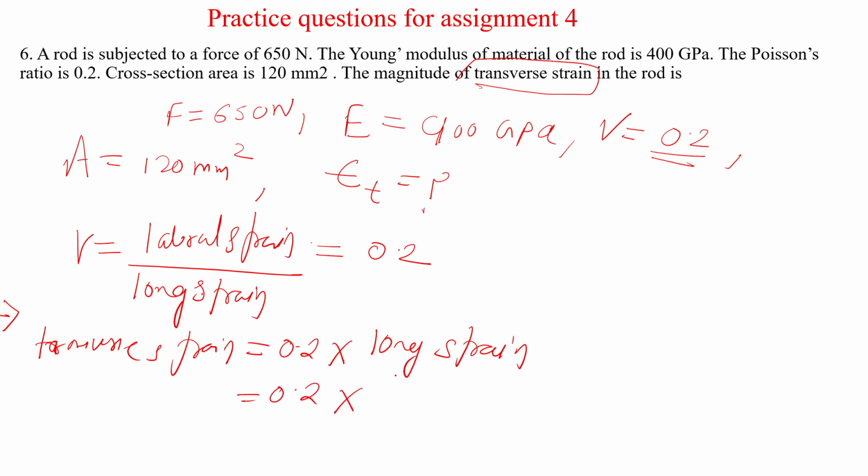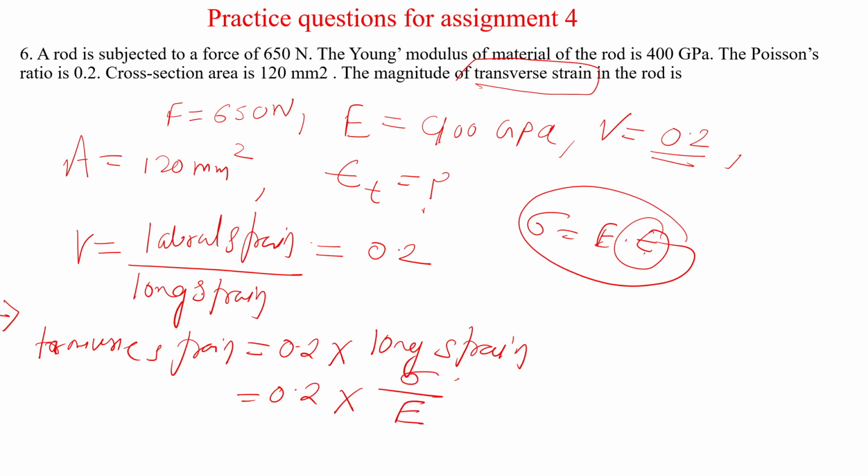Strain is stress upon E, na? Sigma is equal to E into strain. We know that. This is the longitudinal strain only, so it is equal to sigma upon E. E we also know, this much, 4 gigapascal.